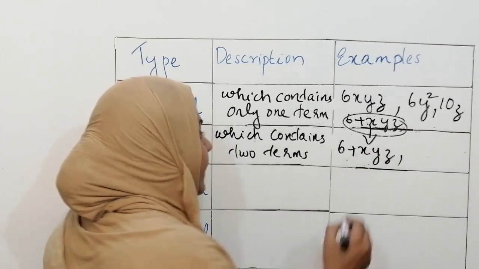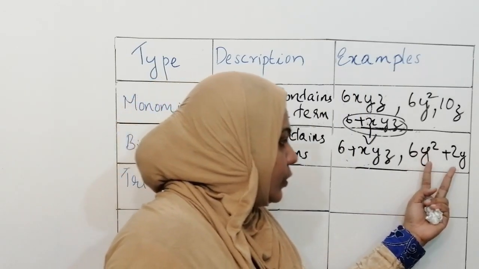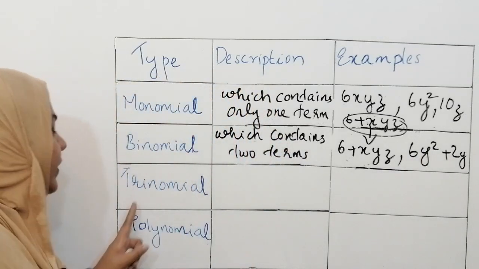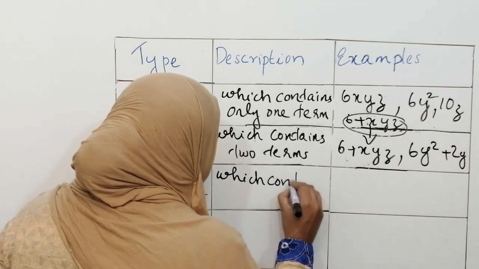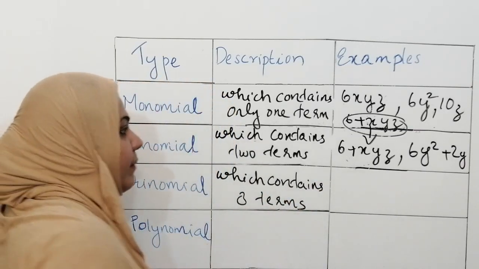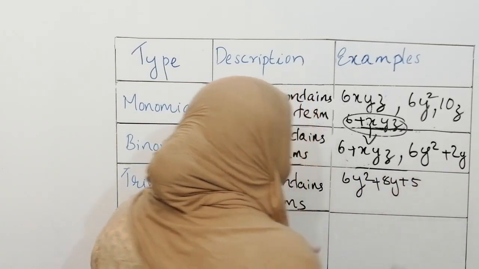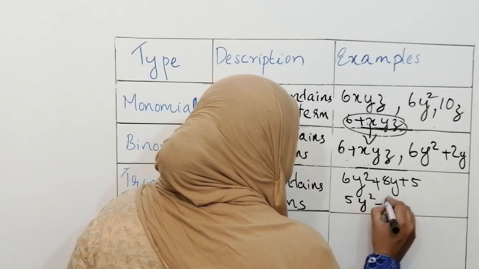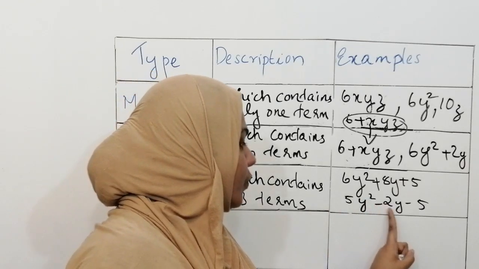So another example what we can write here. Here also you can see two terms separated by plus or minus sign. Next one we can do what is trinomial, which contains three terms. For example, we can write 6y square plus 8y plus 5. So you can see it has three terms. Another example for trinomial: 5y square minus 2y minus 5.